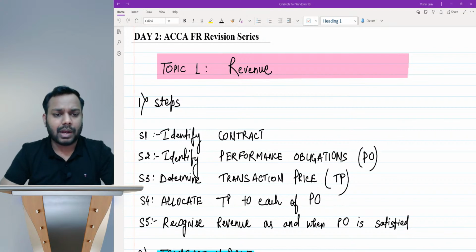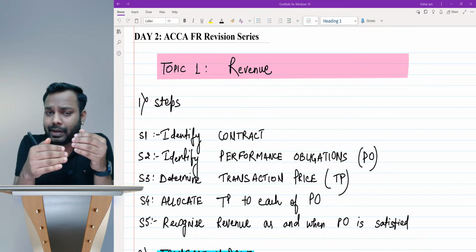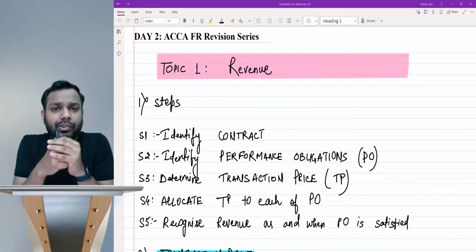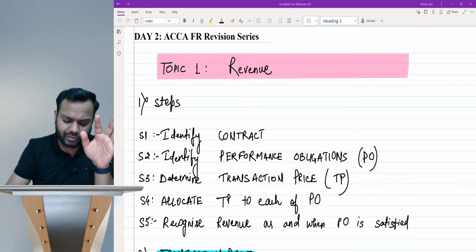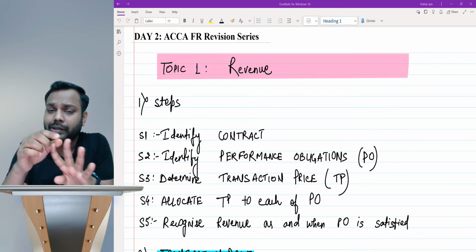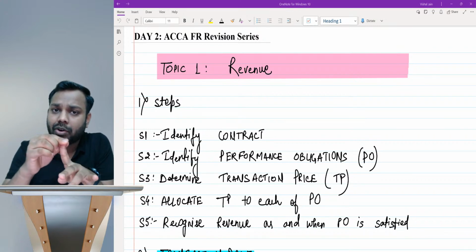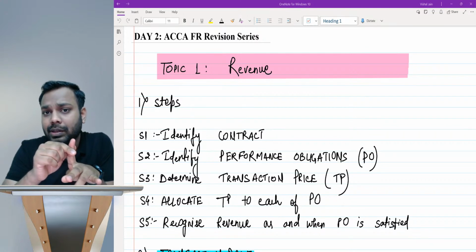Okay, so starting with topic 1, that is revenue. Guys, we understand that revenue recognition is derived by 5 steps, which is also called the 5-step model, and the 5 steps go like this: first, identify whether there is a contract or not. Second, once you have identified whether the contract exists or not, identify what your performance obligations are in the contract.